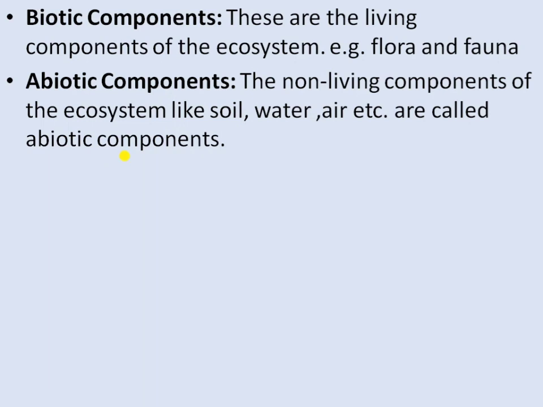Biotic components vary in their shape, size, form, and the method of obtaining food. On the basis of how they obtain food, biotic components can be classified as producers, autotrophs, consumers, and heterotrophs. On the other hand, abiotic components, the non-living components of the ecosystem like air, water, soil, temperature, and light, are the abiotic components. Biotic and abiotic components are interdependent on each other.